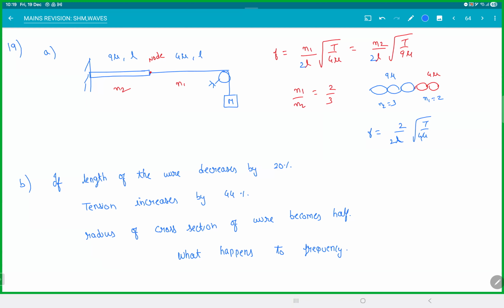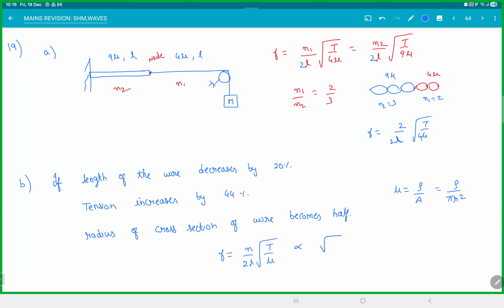Okay, length I can understand. What happens to the radius of cross section? How does that affect? What is mu? Mu is rho by area, remember? Mu is mass per unit length, that will change. So this will be rho by pi r square. So whenever you mess up the radius, this thing mu changes. So f is equal to n by 2L root over T by mu.